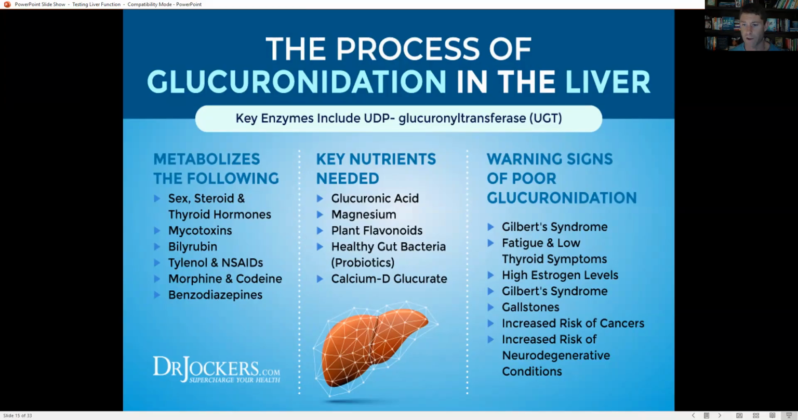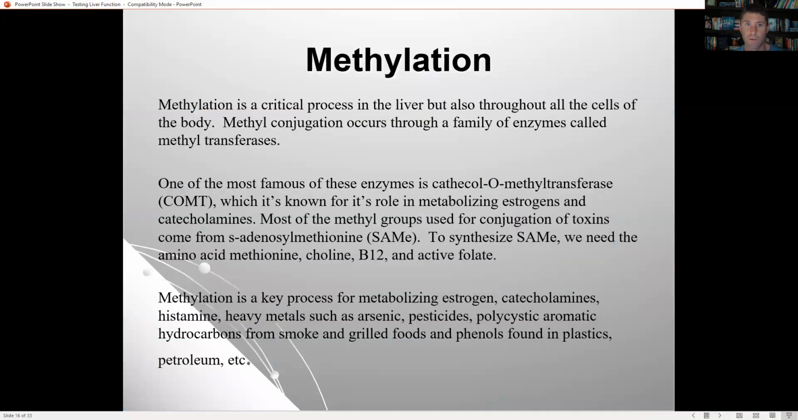Gallstones, another big one, increased risk of cancers. So we talked about some of those higher estrogen cancers, and then also increased risk of neurodegenerative conditions as well. Important. Methylation. Methylation is a critical process in the liver, but also throughout all the cells of the body. Methyl conjugation occurs through a family of enzymes called methyltransferases. So it's happening in all the cells of the body.